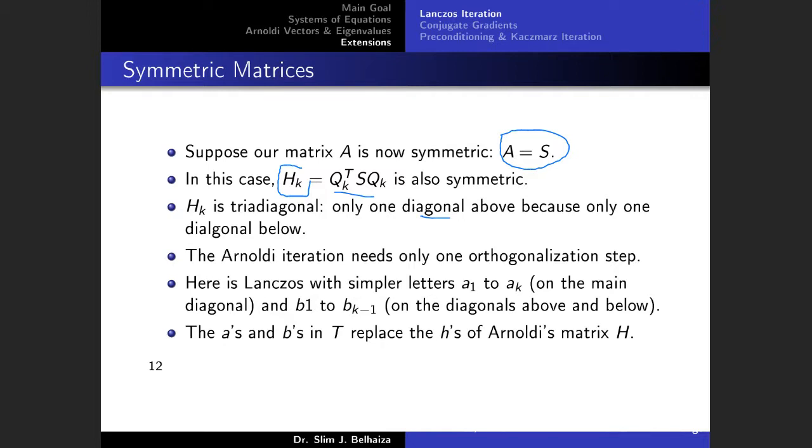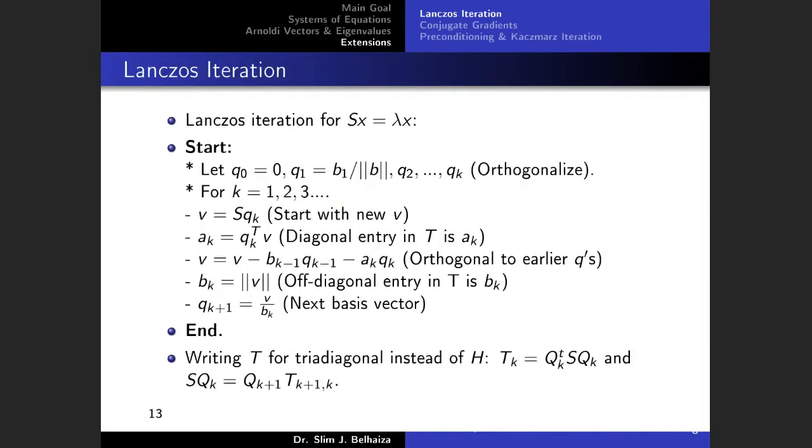So here it uses simple letters A1 to AK instead of Q1 to AK on the main diagonal, and B1 to BK minus 1 on the diagonal above and below. The A's and the B's, in fact, in T replace the H of the Arnoldi's matrix. And this is about the Lanczos iteration. Okay, I will upload later on a way to implement the Lanczos iteration. So just to give you an idea, this is the step. You see there is no J loop. Compared to the Arnoldi iteration, there is no J loop.